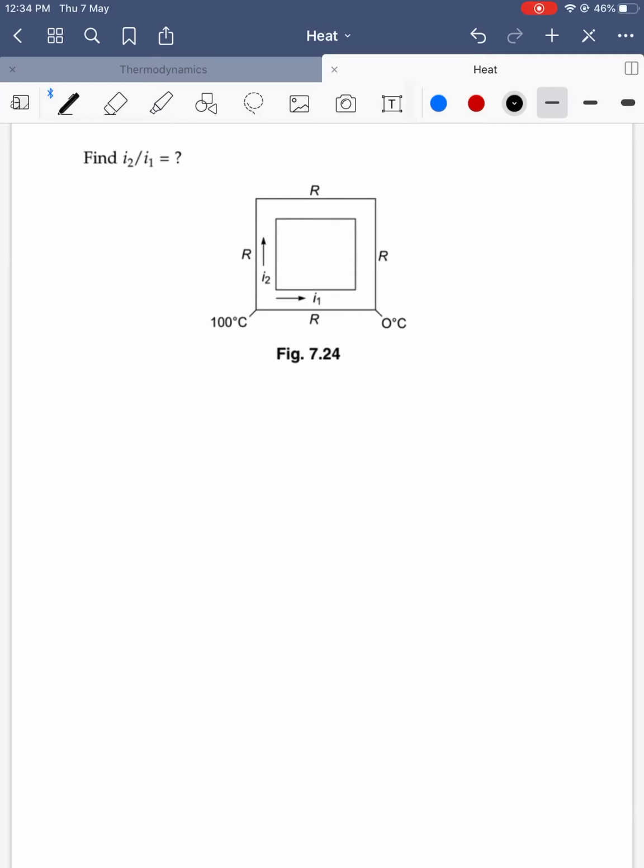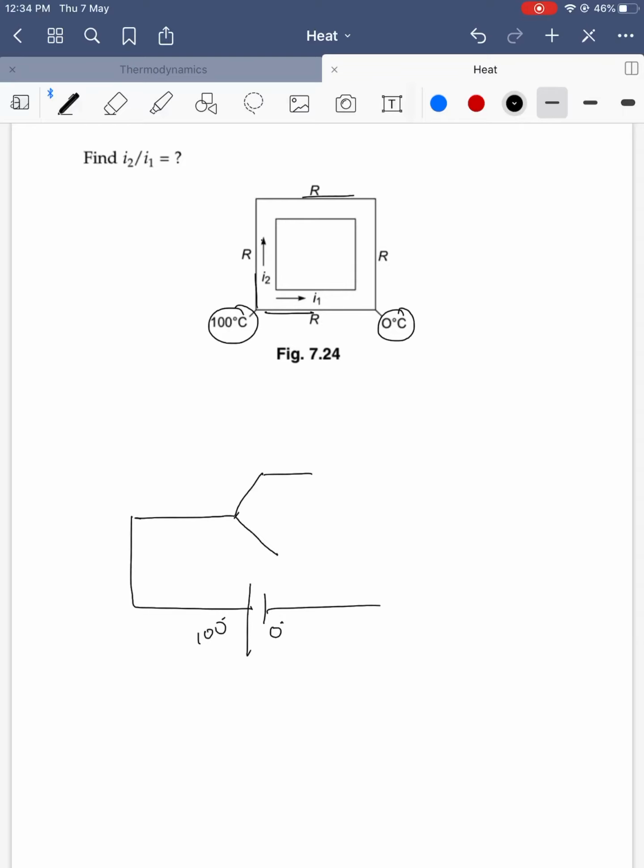Next, here he is asking I2 by I1 is equal to how much? Whenever you see this kind of question, draw the resistance circuit, take one side as 100, another side as 0. So from 100, how many paths is it going? Two sides. So from here it comes in two parts.